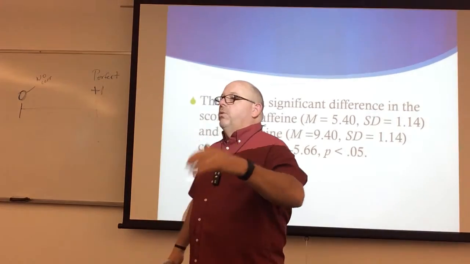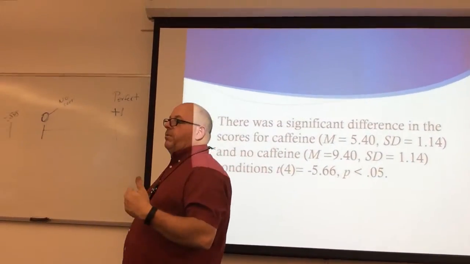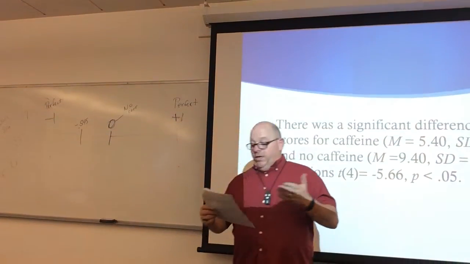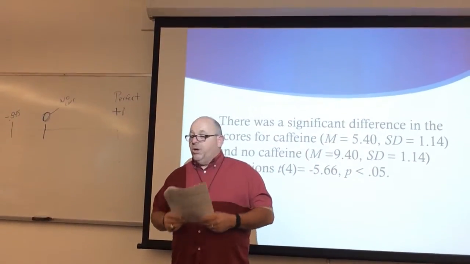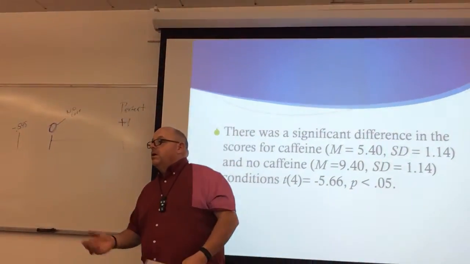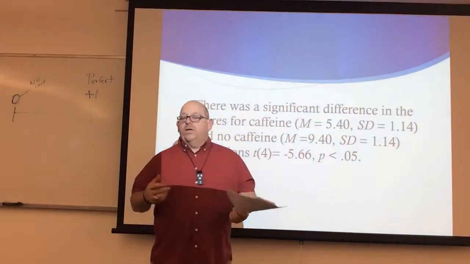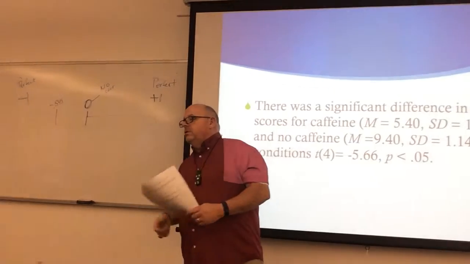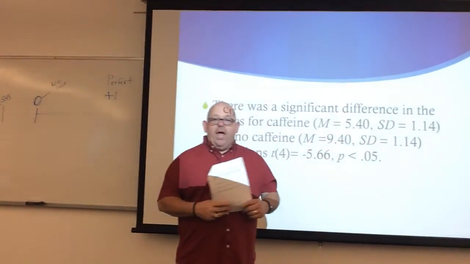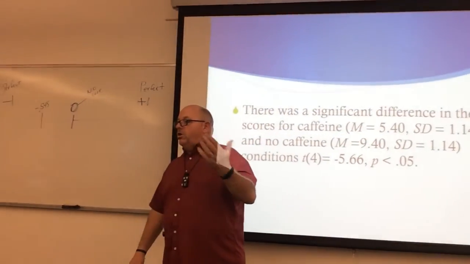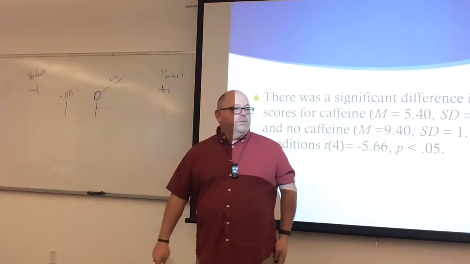So, whenever we're writing these up, you're always going to open up with what test you're running. So it's right here. A paired sample t-test was to compare what? First would be hours slept. And then condition 1 and condition 2, which are caffeine and no caffeine.